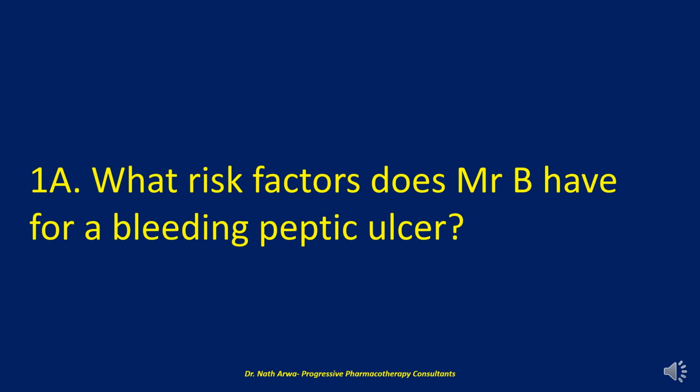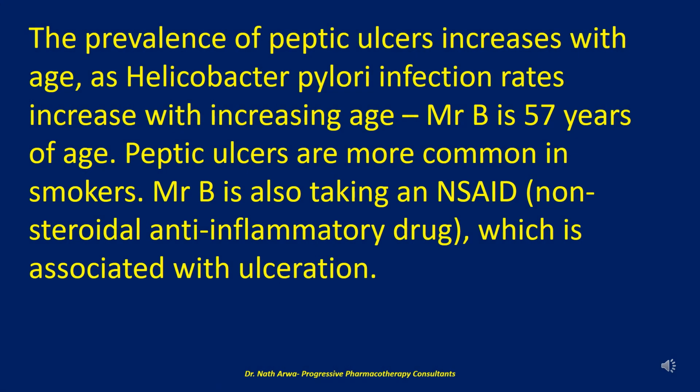Question 1a reads: what risk factors does Mr. B have for a bleeding peptic ulcer? The prevalence of peptic ulcers increases with age, as Helicobacter pylori infection rates increase with increasing age. Mr. B is 57 years of age. Peptic ulcers are more common in smokers. Mr. B is also taking a non-steroidal anti-inflammatory drug abbreviated as NSAID, which is associated with ulceration.